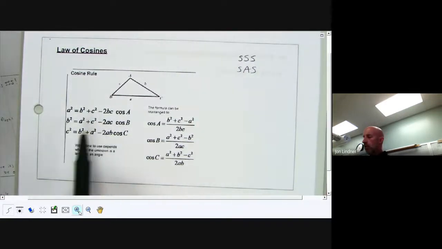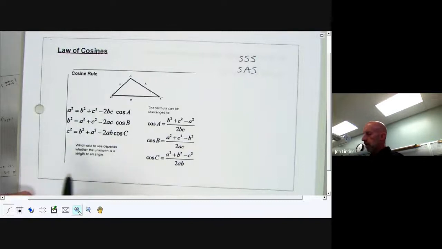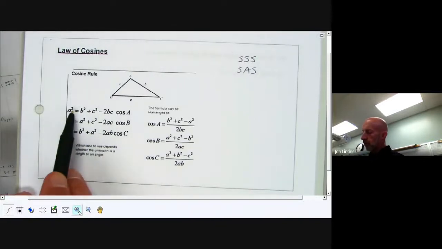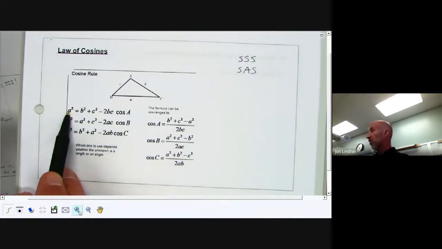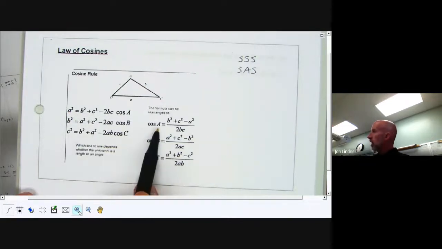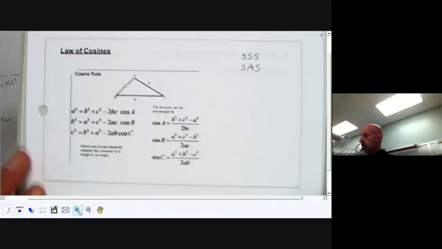And the reason why they're in two different forms is because we might be looking for a side. If we're looking for a side, then we're going to use this form. If we're looking for an angle, we're going to use this form. All right. So let's get to our first example here.